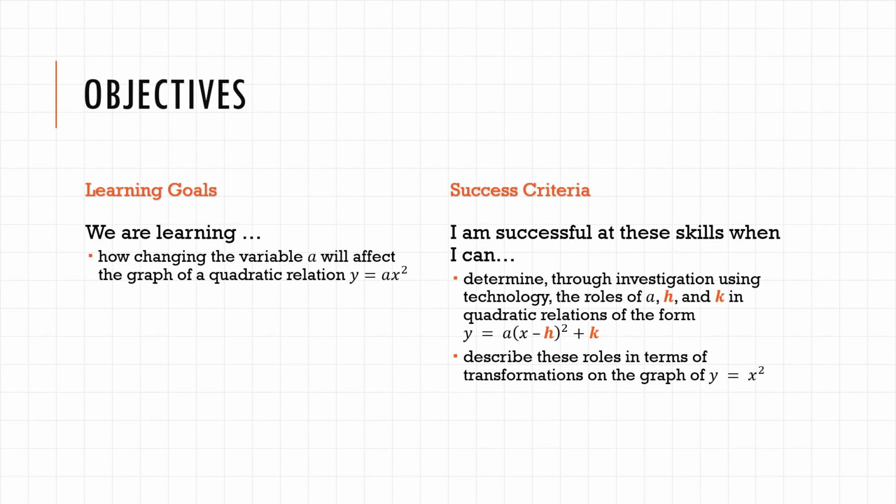Today we're going to learn how the variable a will affect the graph of a quadratic relation, y equals a x squared. And you're successful at these skills when you can determine, through an investigation using technology, the roles of the variables h and k in quadratic relations that look like this. You're going to be able to describe these roles in terms of transforming the graph of y equals x squared. That's how you know that you've succeeded today.